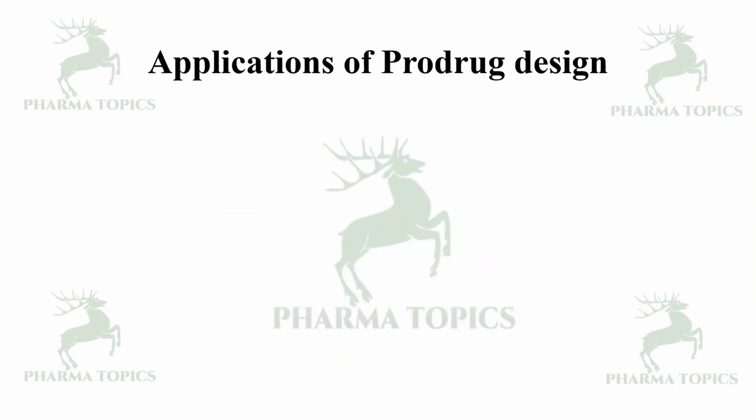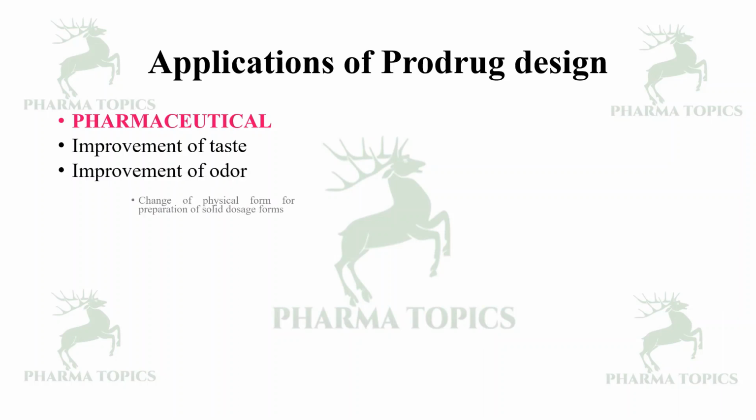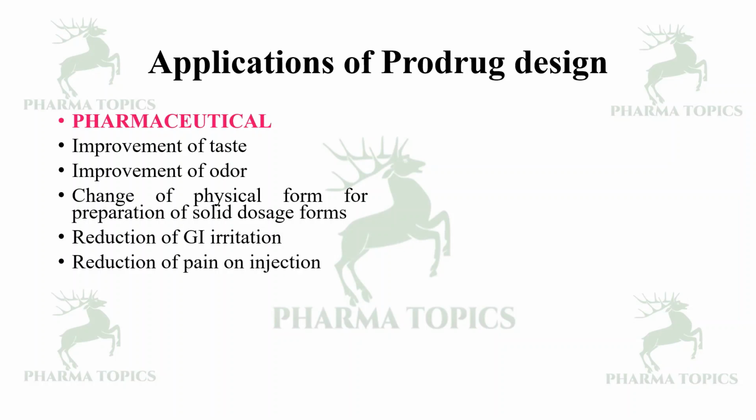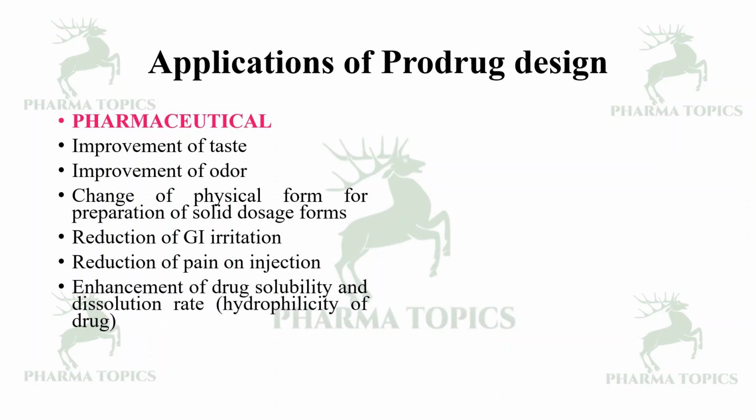Let us see the applications of prodrug design. One is a pharmaceutical application. It can improve the taste. It improves the odor if needed. It can change the physical form for preparation of solid dosage forms. It can cause a reduction of GI irritation. The design can be used for the reduction of local pain on injection, and it can cause enhancement of drug solubility and dissolution rate, that is increasing the hydrophilicity of the drug. Then it can cause enhancement of chemical stability of the drug.